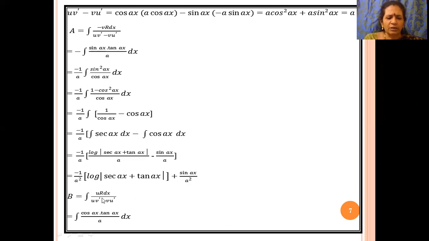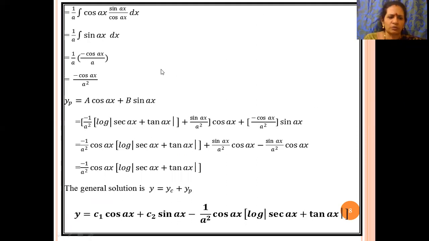B is equal to integral of u capital R dx by uv dash minus vu dash, right? Using this formula, find the B value also. So we got the B value. After getting A and B, write down the particular integral yp. Yp is equal to A cos ax plus B sin ax. In place of A and B, substitute these values. After getting the particular integral yp, write down the general solution. What is the formula for the general solution? Y is equal to yc plus yp.